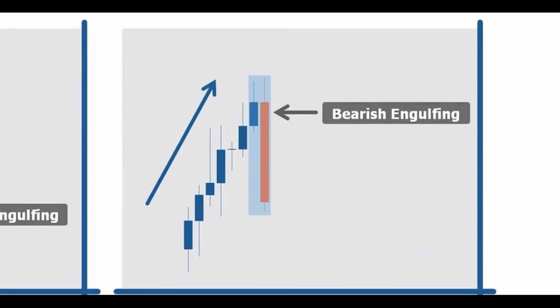Secondly, the body of the first candle must be smaller than the body of the second candle. It is not necessary for the second body to engulf the actual wick of the first candlestick, although this does create an even stronger signal when it does. And finally, the second candlestick body must be opposite in color to the first candlestick body. For example, if the first candlestick is bullish, the second candlestick must be bearish.